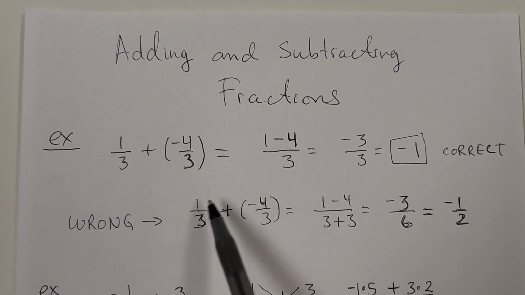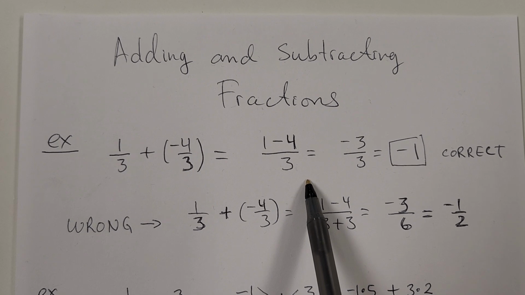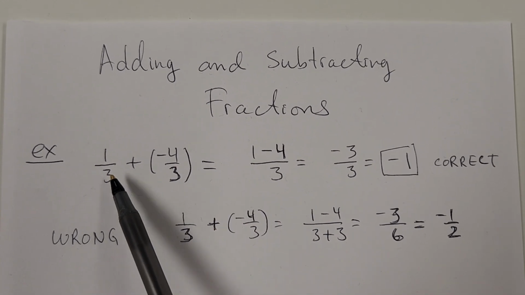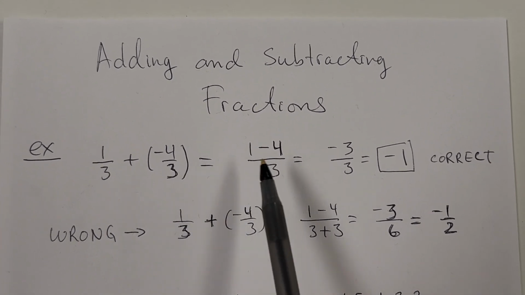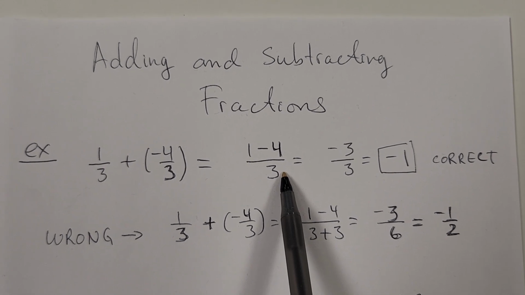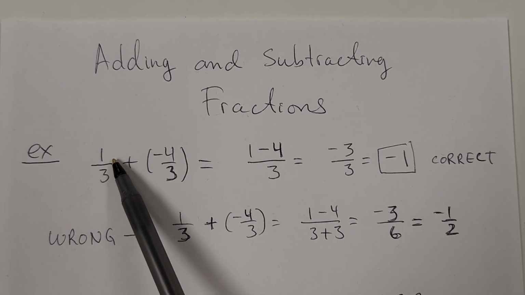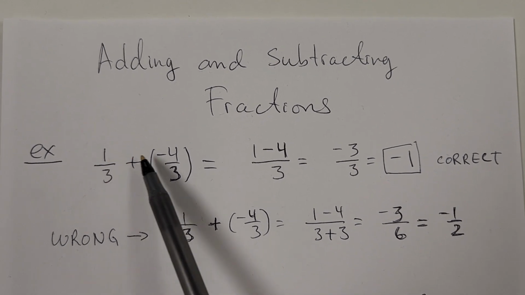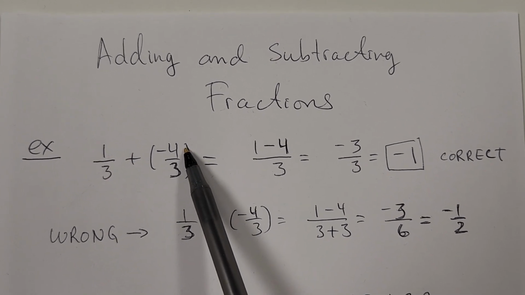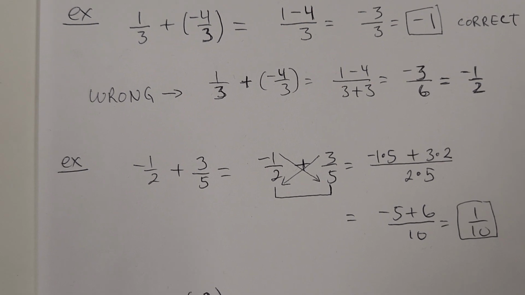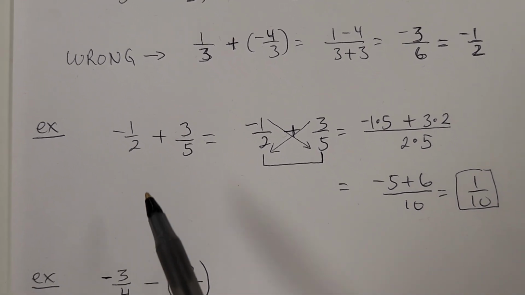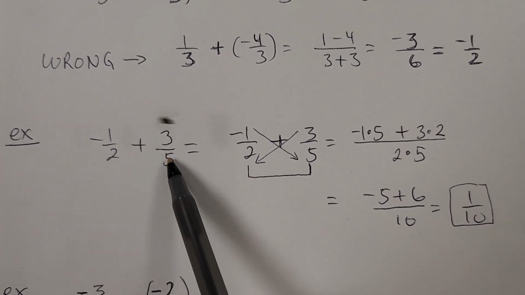So please do not do the wrong way. The correct way is, if I have the same denominator, leave it alone, rewrite it as 3. And then on the top, you would either add or subtract. Okay? Here's another example. But this time I have a different denominator.